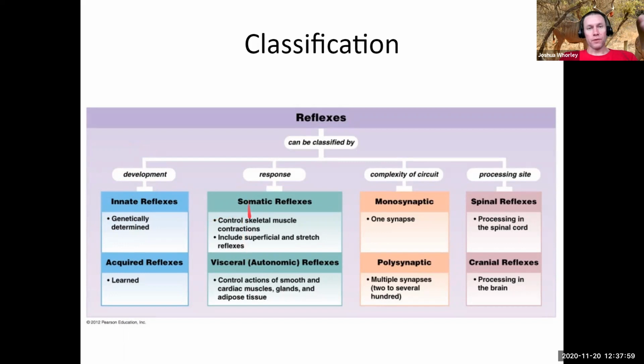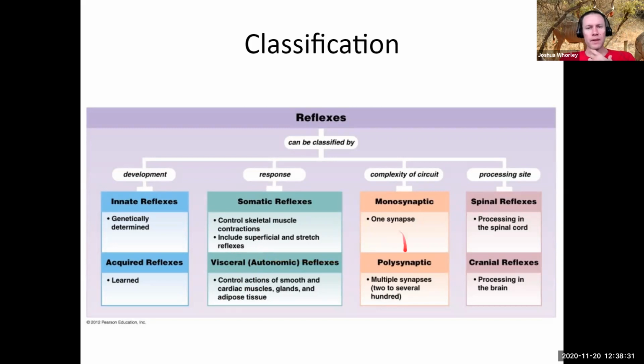We will talk about two different types in terms of response, those that are somatic. So that means that skeletal muscle is the effector. And we'll talk about those that are visceral, and that means that any of the visceral effectors that visceral motor neurons connect to could be involved. So these could be glands, this could be fat cells, this could be heart muscle, it could be smooth muscle.